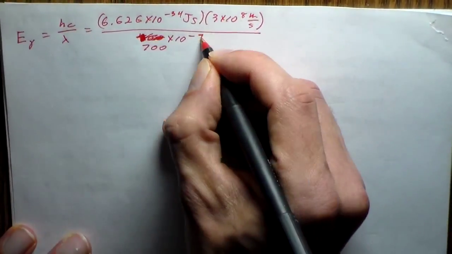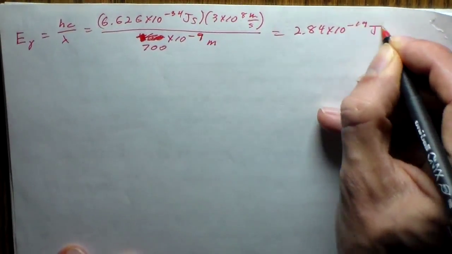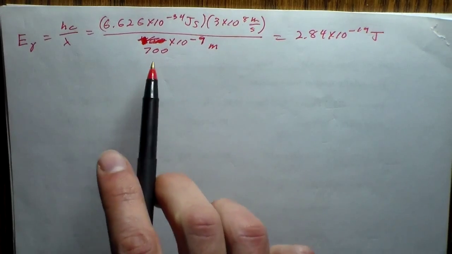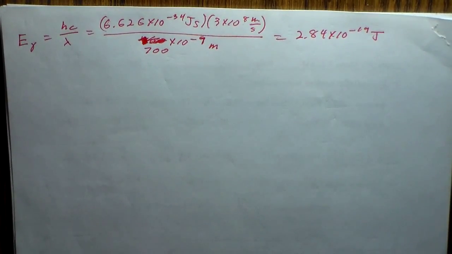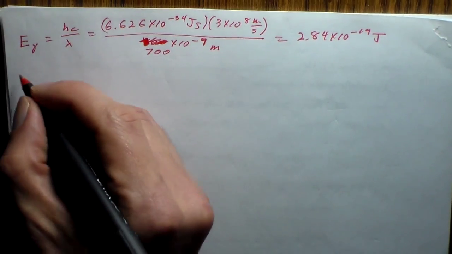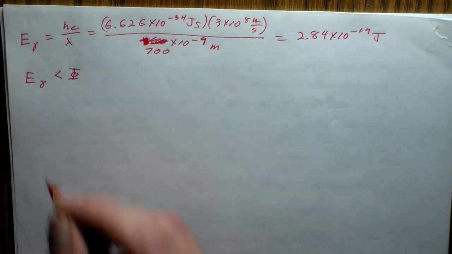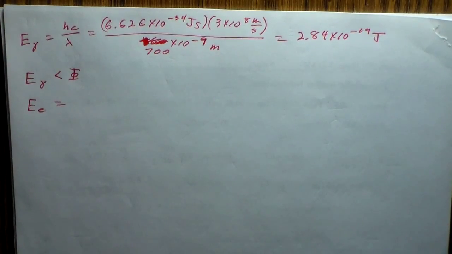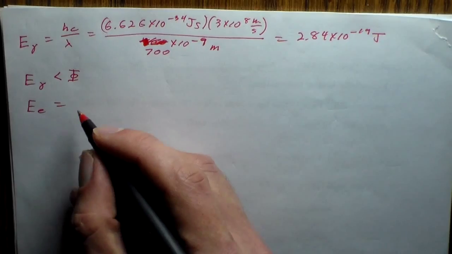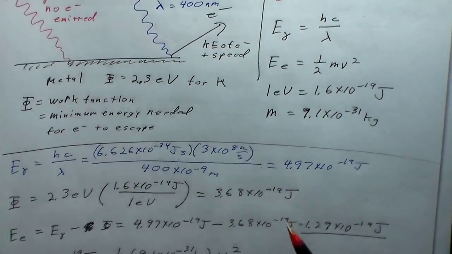If you calculate this out, in this case we have a 700 nanometer photon, which has a photon energy of 2.84 times 10 to the minus 19 joules. So as you can see, the energy of my photon is going to be less than that of my work function. If I try to figure out the energy of my electron using the same basic equation and just plug and chug, what we're going to get, as we saw before, is that my work function is 3.68.